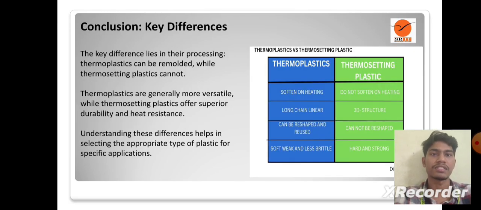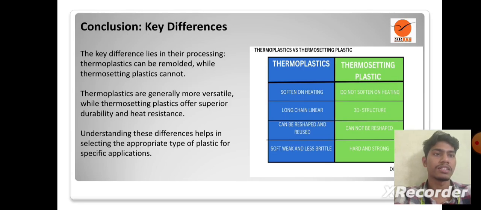Conclusion. The key difference lies in their processing. Thermoplastics can be remolded while thermosetting plastics cannot. Thermosetting plastics offer superior durability and heat resistance. Thermoplastics are generally more versatile. Understanding these differences helps in selecting the appropriate type of plastics for specific applications.